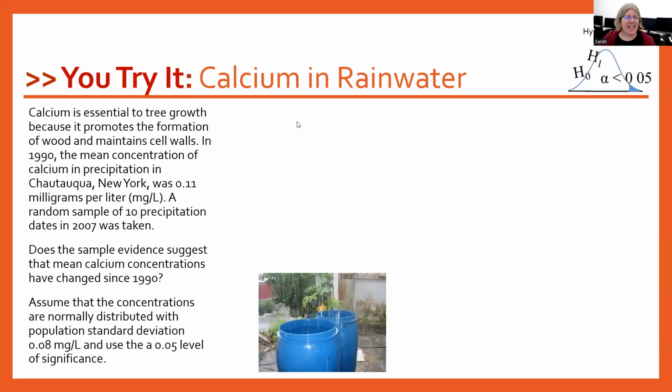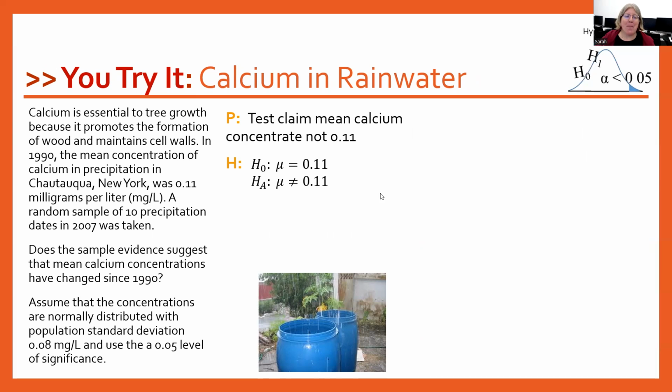All right, let's take a look at this together and see how it went. So the P is the parameter statement, what they're asking us to do. So we're going to test the claim that the mean calcium concentration is not 0.11. H is for our hypotheses. So our null hypothesis is mu is equal to 0.11. And our alternative is that mu is not equal to 0.11.